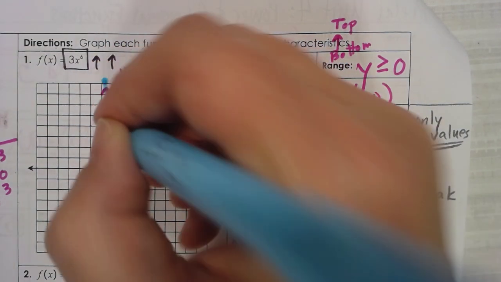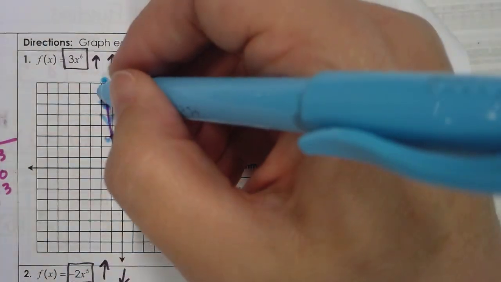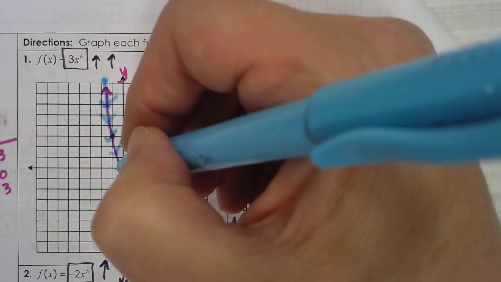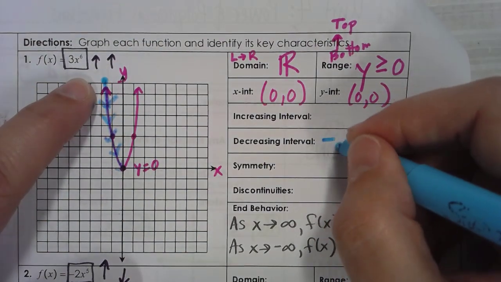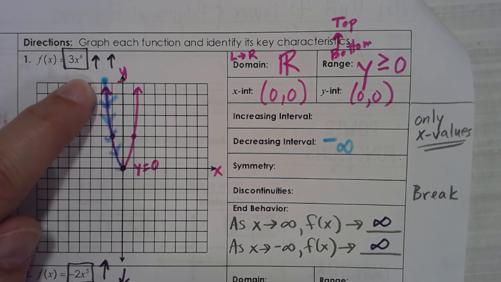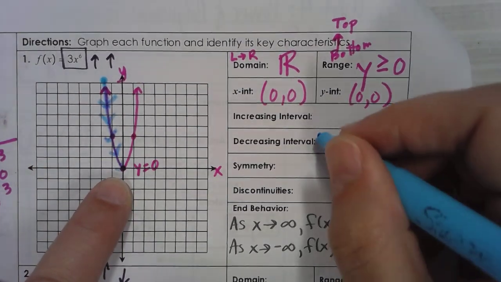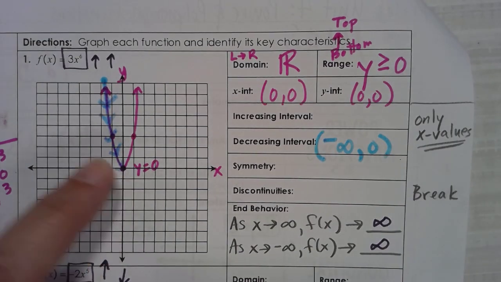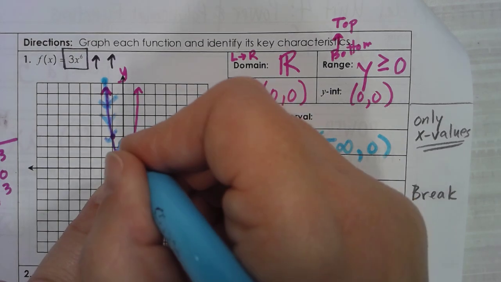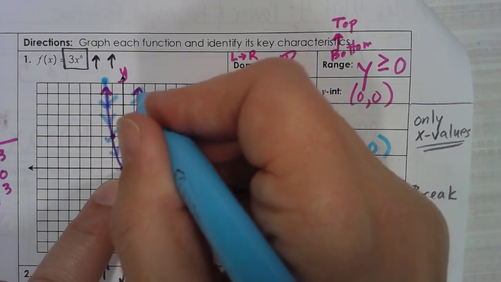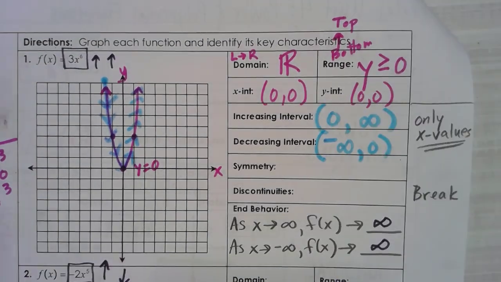So all of this on the left side here is a decreasing interval because I'm tracing down to this point 0, 0. This decreasing interval starts at negative infinity because we said it goes forever and ever both ways, and it's going to decrease until it gets to 0. And then once it hits that minimum value, it's going to turn, and the rest of our graph is going to go up from there. So from 0 to positive infinity.